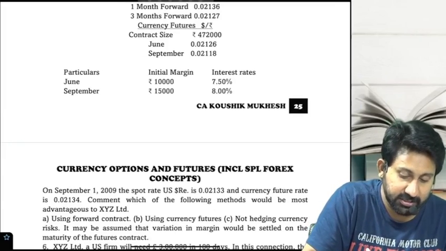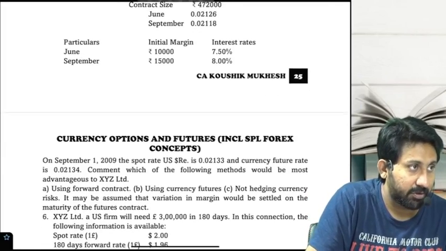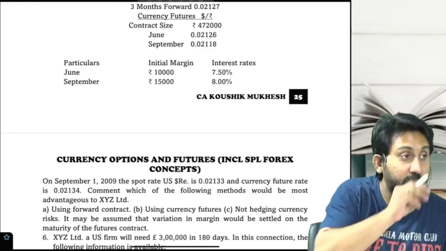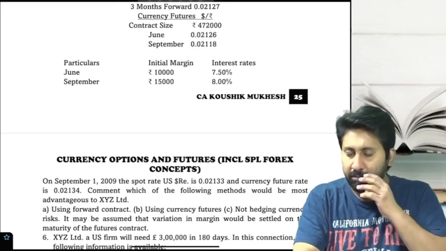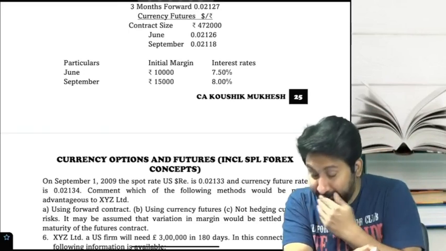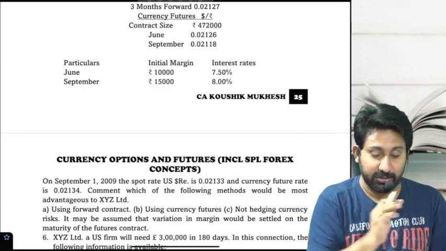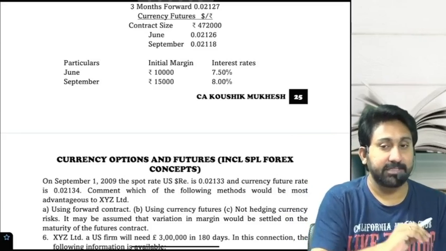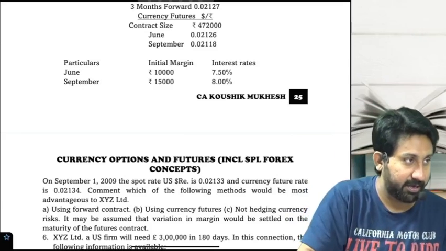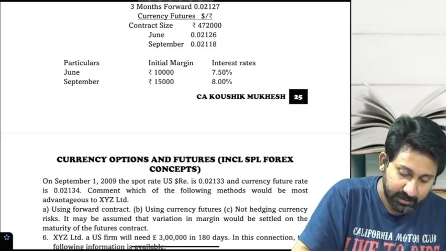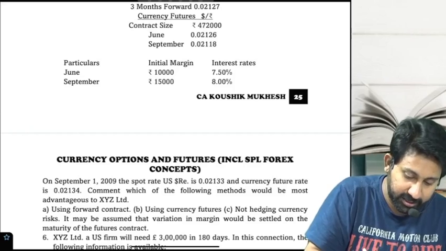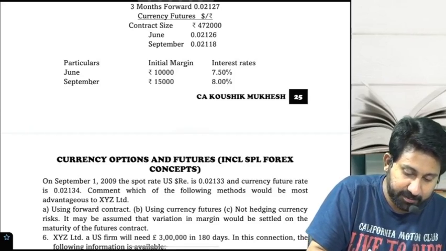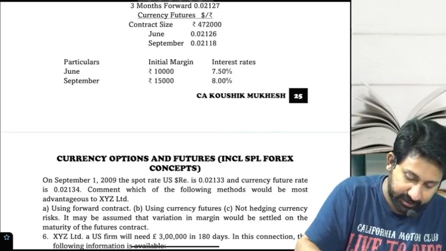June futures, September futures. Always, June means June expiry, September means September expiry. Particulars, initial margin and interest rates. June initial margin interest rate, September initial margin interest rate.